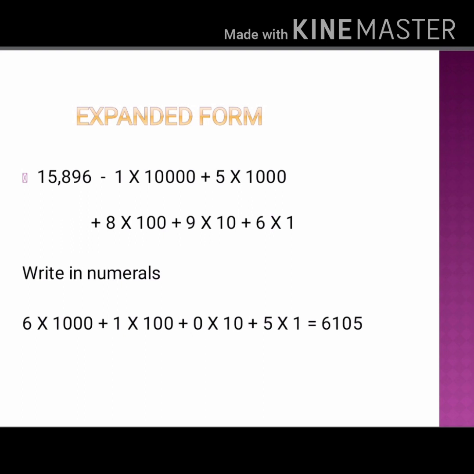If expanded form is given, for example 6 into 1,000 plus 1 into 100 plus 0 into 10 plus 5 into 1, then you need to multiply, add and write. So 6 into 1,000 is 6,000 plus 1 into 100 is 100 plus 0 into 10 is 0. Any number multiplied by 0, the value is 0. Plus 5 into 1 is 5. So if you add this, 6,105 is the answer.